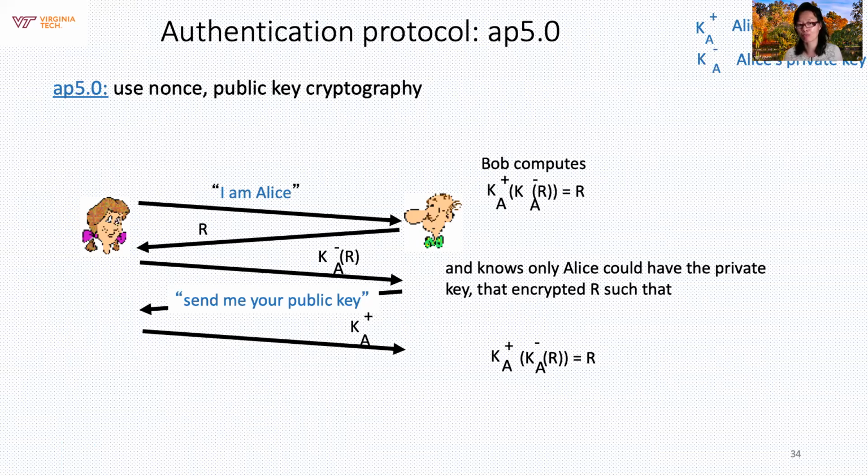to the same nonce. But then, however, this AP5.0 has a step where if Bob does not know Alice's public key, then Bob will say, hey, tell me what your public key is, and Alice sends back KA+. And that is very disturbing. Is this secure? This only has 1, 2, 3, 4, 5 steps. What is the most problematic step?